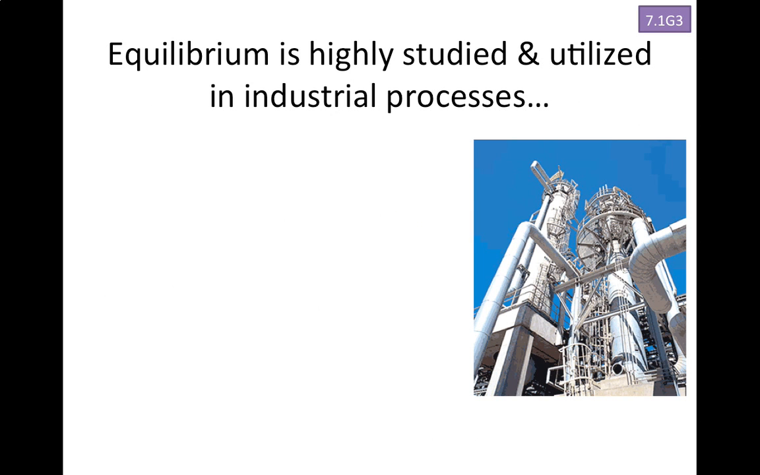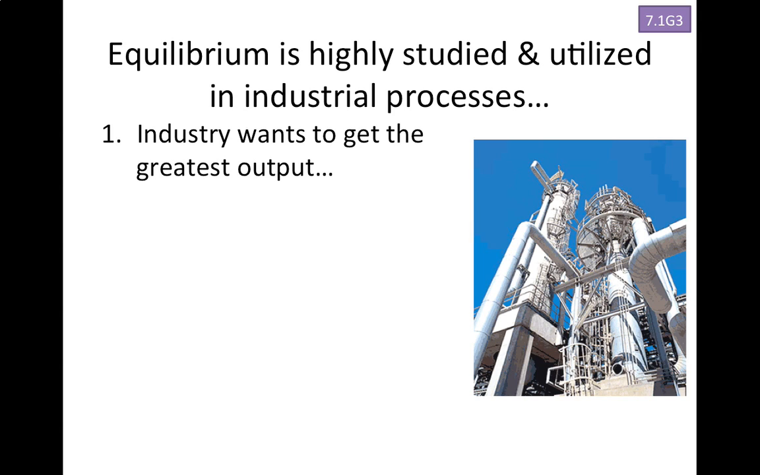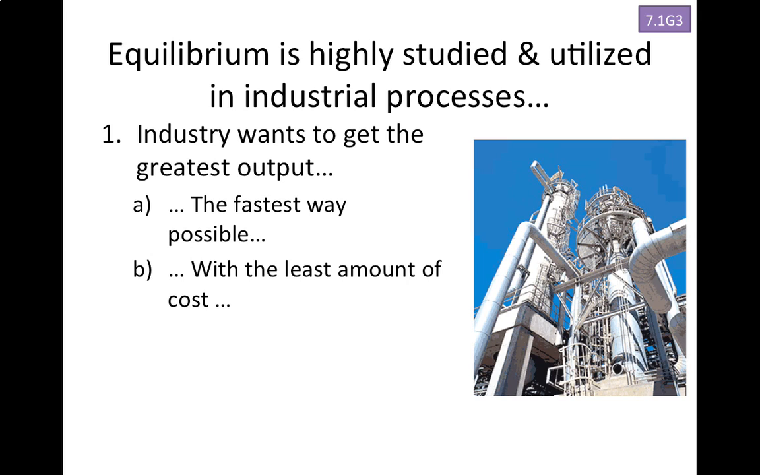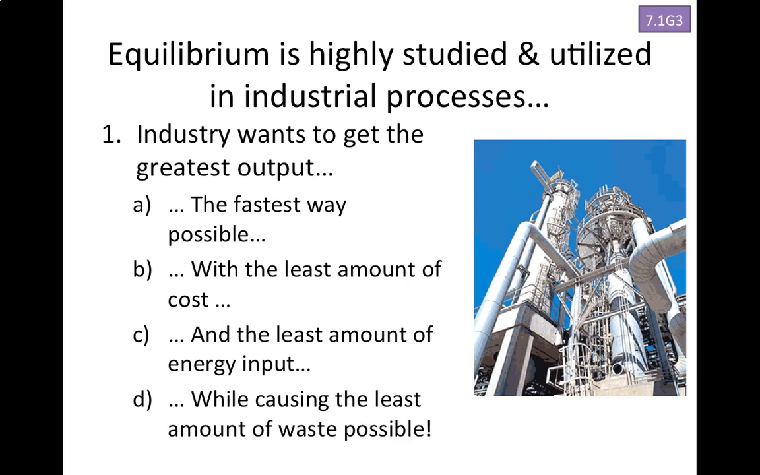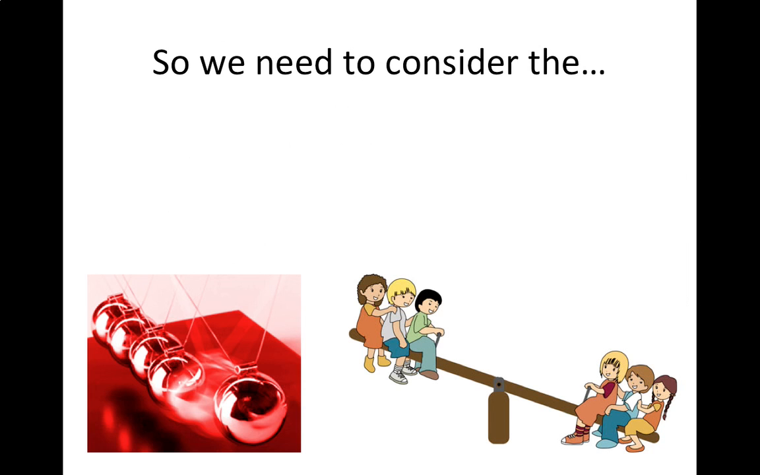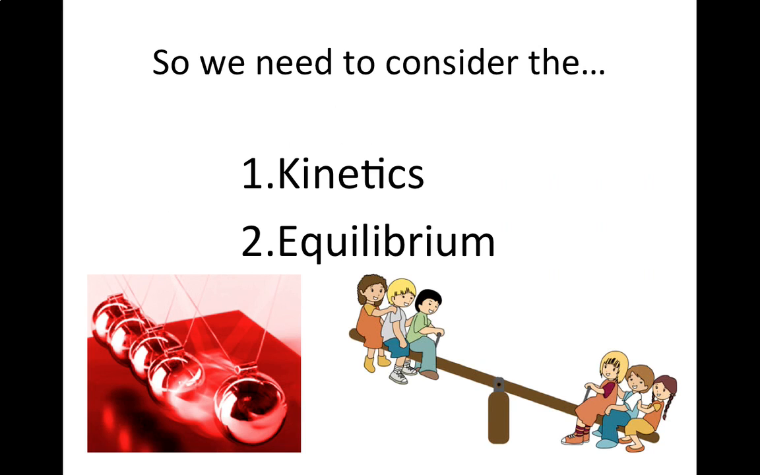So equilibrium is a highly studied process, and that's because it's utilized so much in industrial processes. Because industry wants to get the greatest output the fastest way possible with the least amount of cost and the least amount of energy input, while causing the least amount of waste possible. And they can start to do these things when they take a look at equilibrium. Those industrial chemists need to consider both the kinetics as well as the equilibrium of the reaction, assuming that we can put it into an equilibrium process.